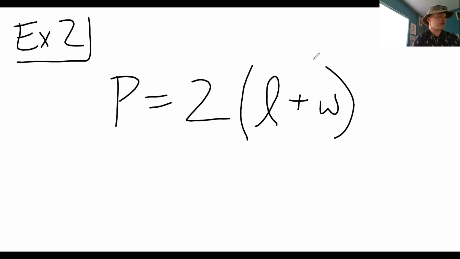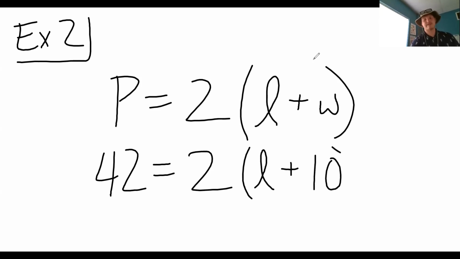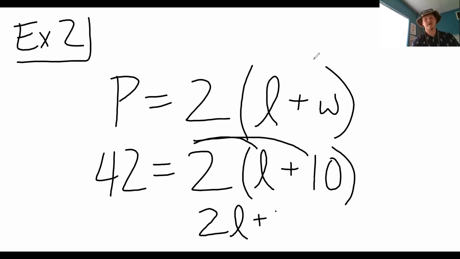So it says the perimeter of a rectangle is 42 feet. So perimeter 42 equals 2, and then the width is 10 feet. Find the length. So L is going to be my unknown in this scenario. I need to solve this to figure out what L is. So I would take 2 times L, which would be step 1, which would be 2L. And then I'd take 2 times positive 10, which is going to be 20, which equals 42.